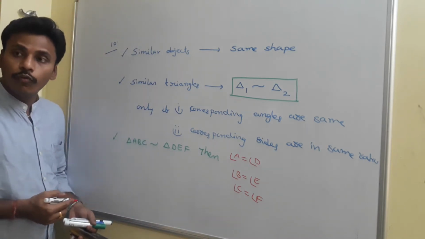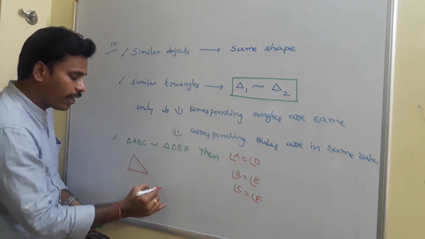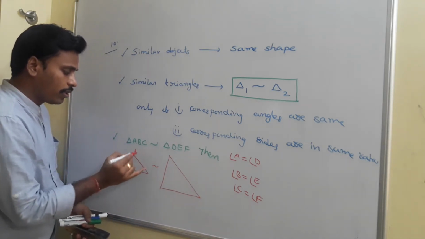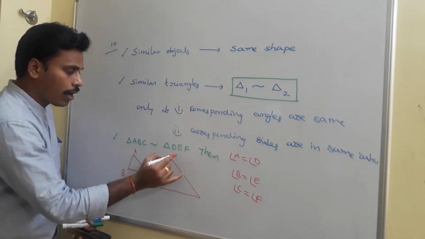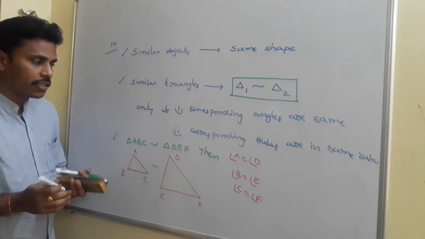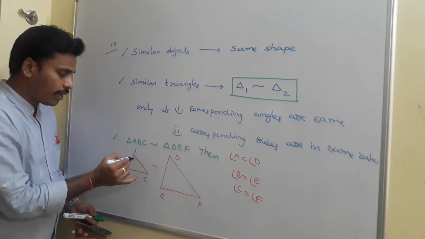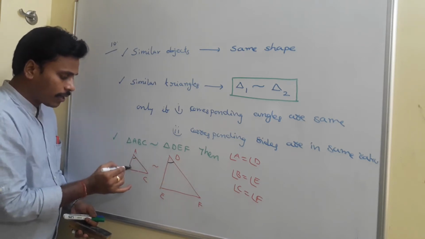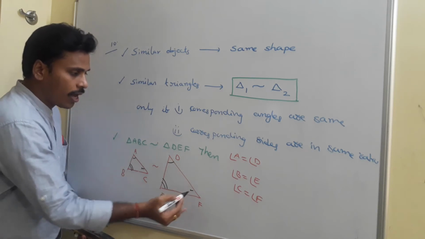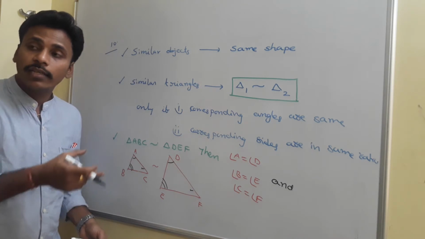Suppose we move on to the small diagrams of triangle ABC along with triangle DEF. Suppose these two are similar, this is triangle ABC and this is triangle DEF. The first thing I mentioned here is that corresponding angles are equal. Corresponding angles means angle A equals angle D, angle B equals angle E, and angle C equals angle F. And after that, their corresponding sides are in the same ratio.